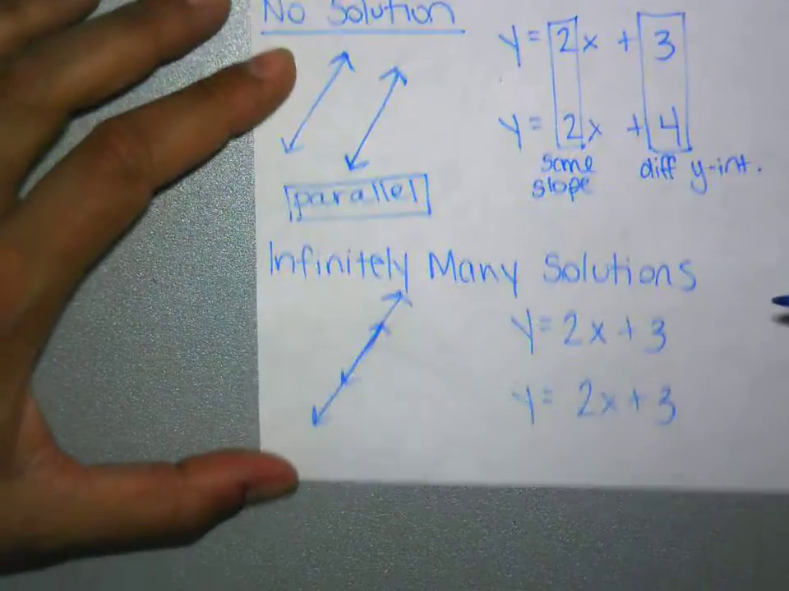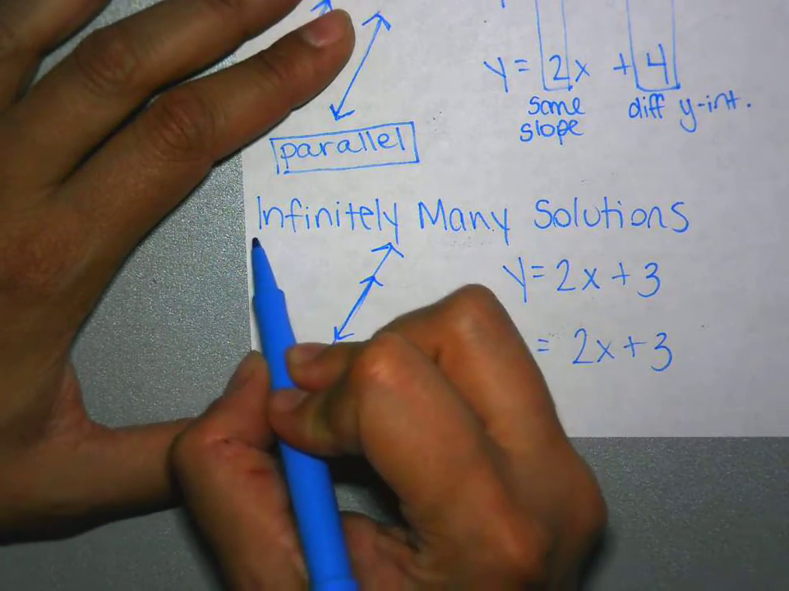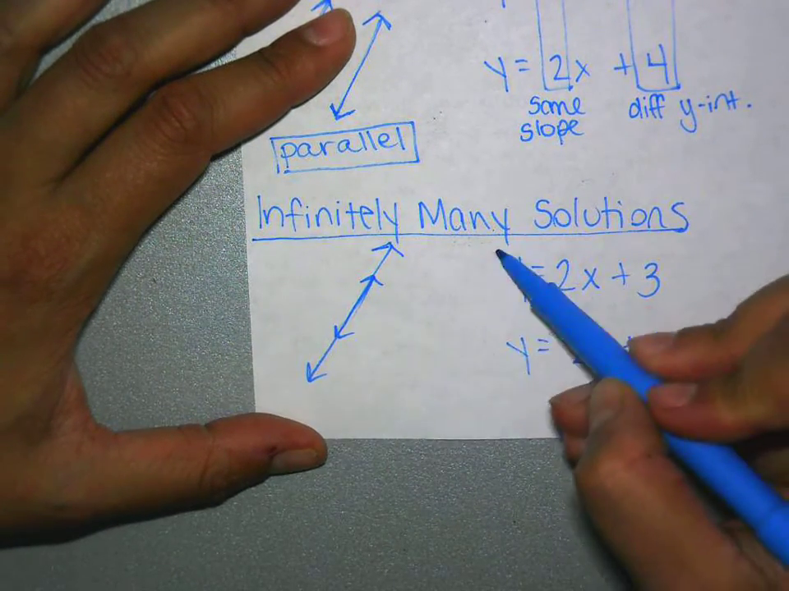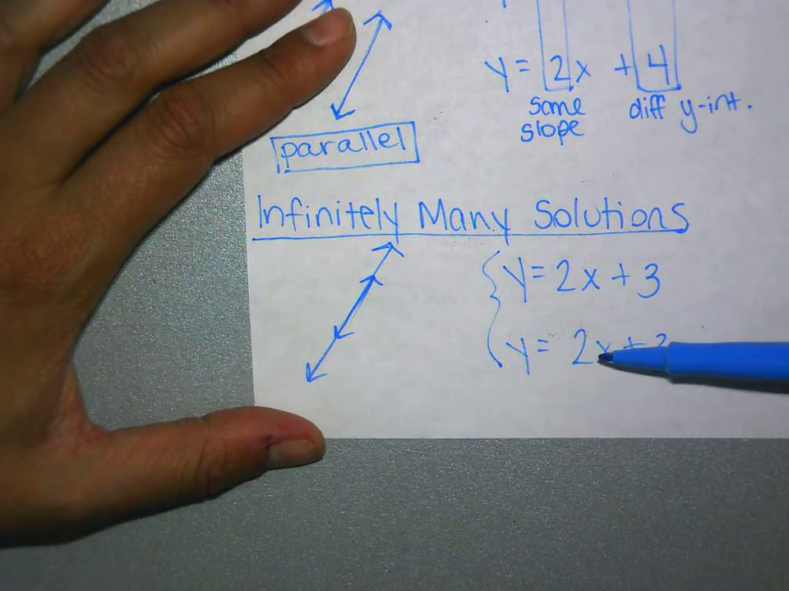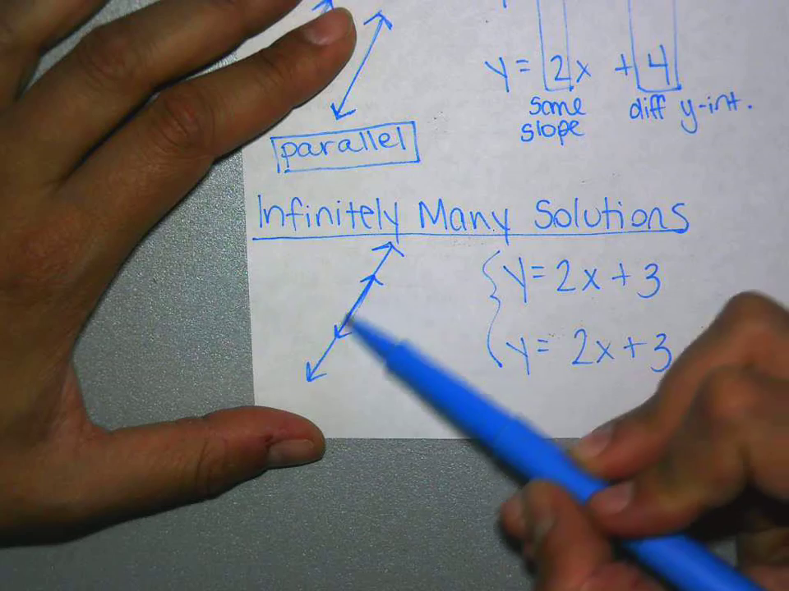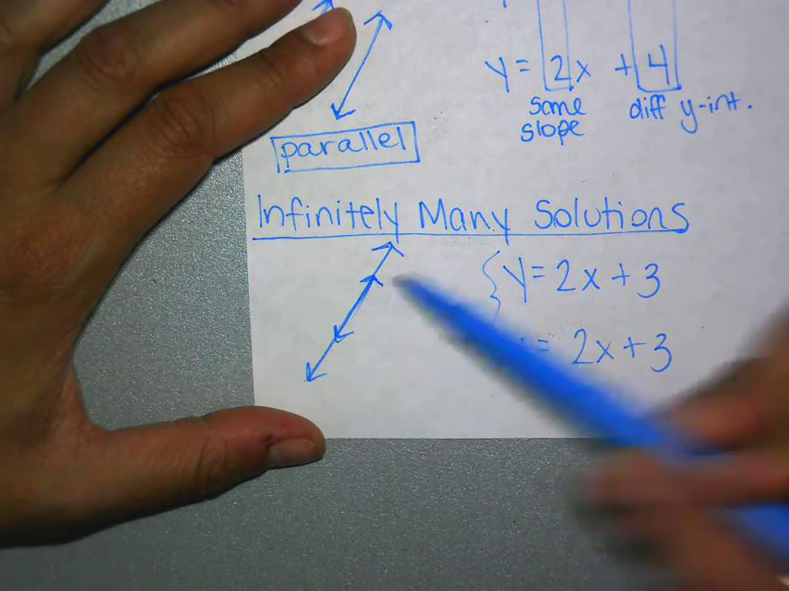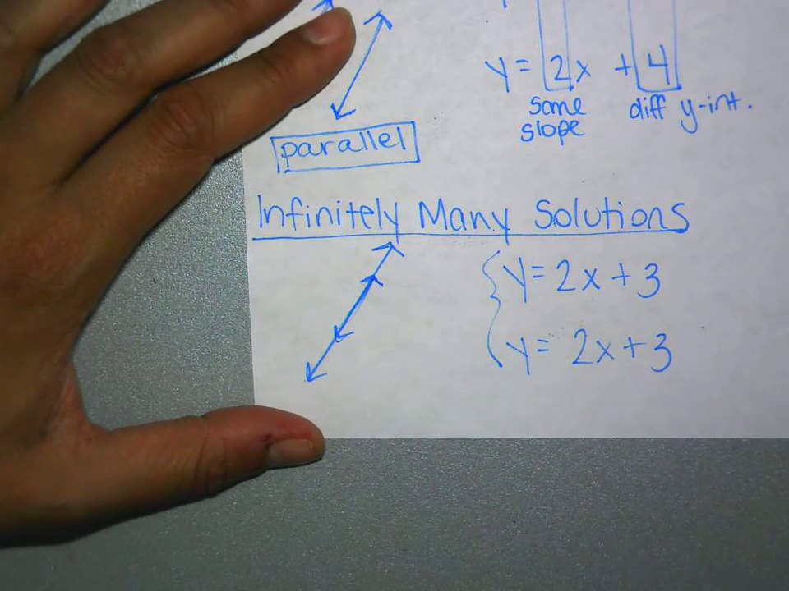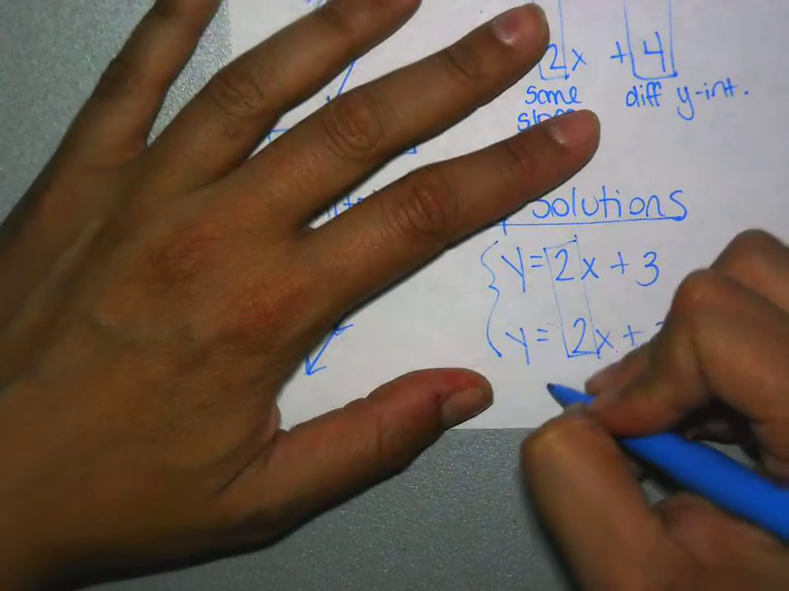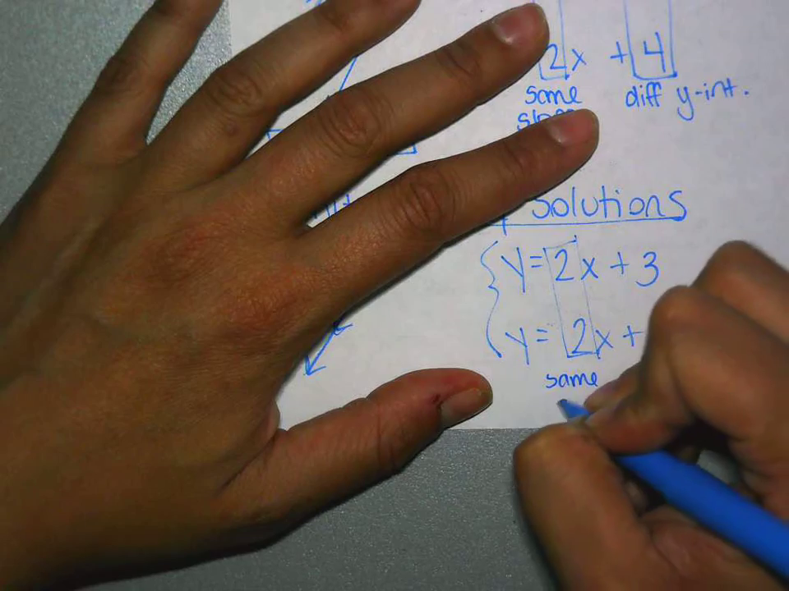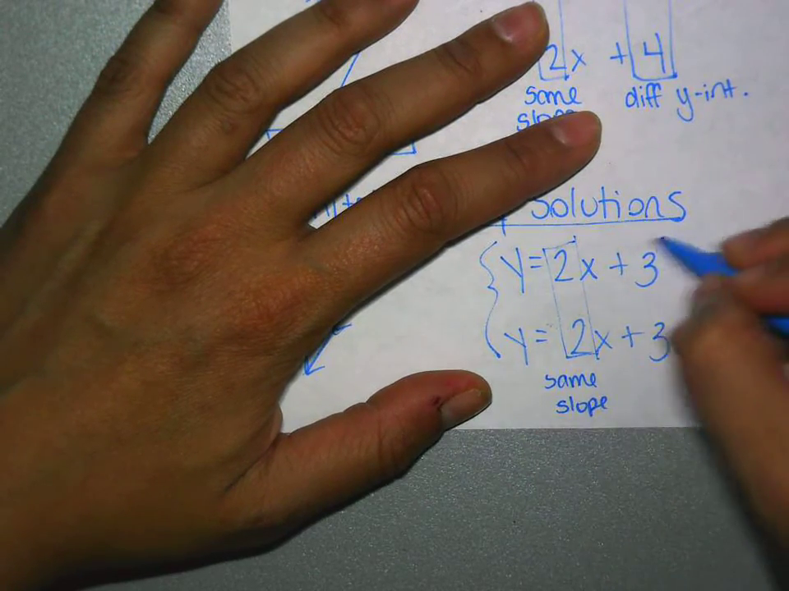The last thing we learned about in Unit 5 was infinitely many solutions, and this is when there was a system of equations that were exactly the same. So over here you'll see that one line is lying directly on top of another line, and we can also see that in the equations because they have the same slope and the same y-intercept.